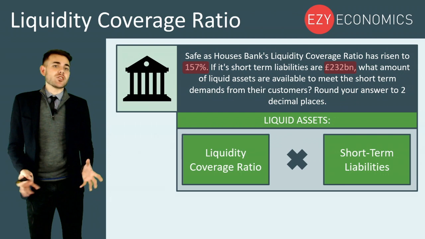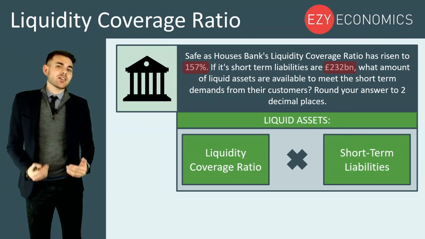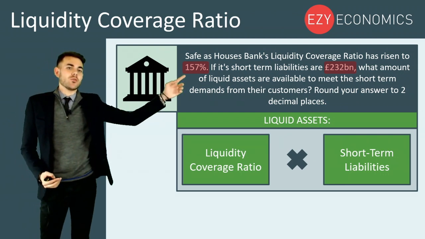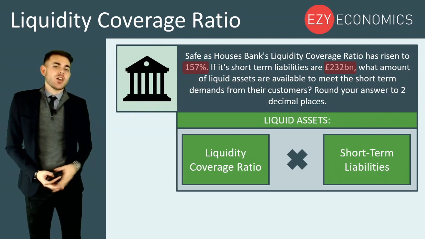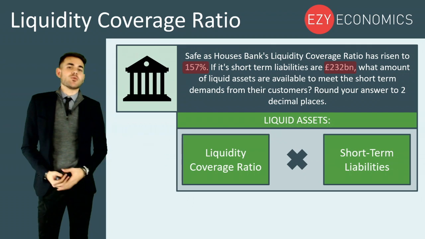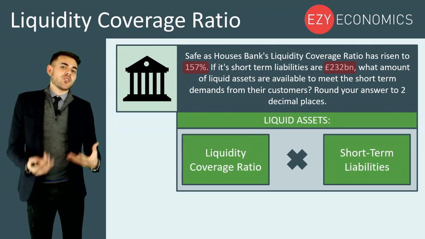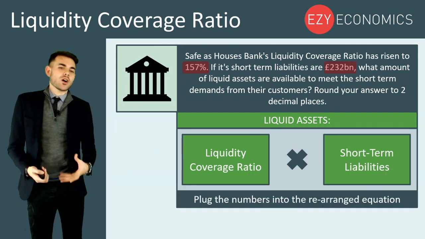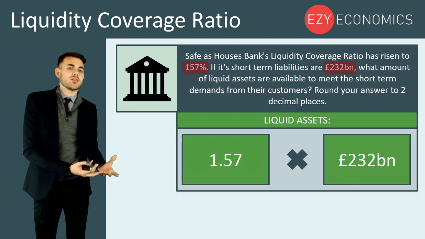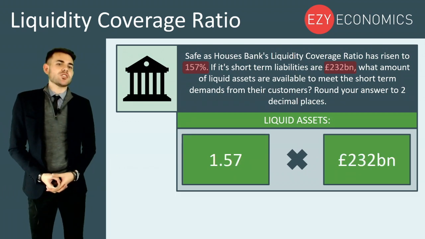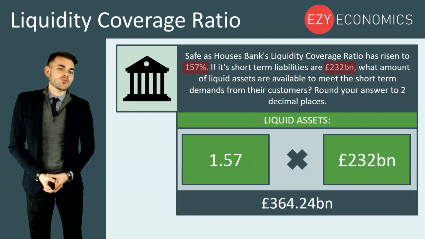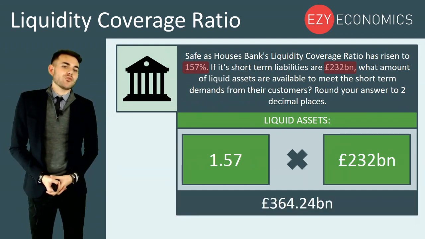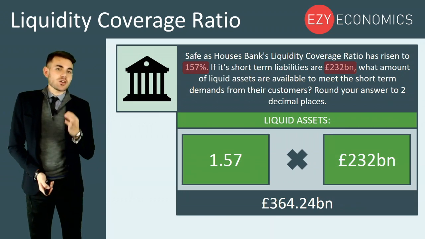We know what those values are, so we can just plug them in, and as we're dealing with a percentage at the top here, if we want to get the monetary value for liquid assets, we need to put the liquidity coverage ratio into a decimal by dividing by 100, which gives us 1.57 multiplied by £232 billion. If we do that calculation, we get £364.24 billion, which is the correct answer.